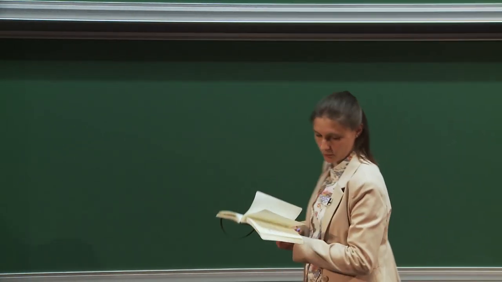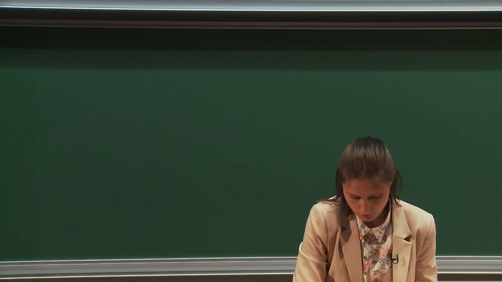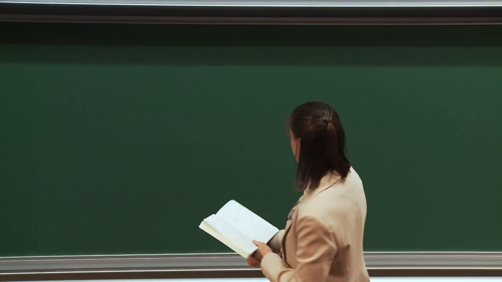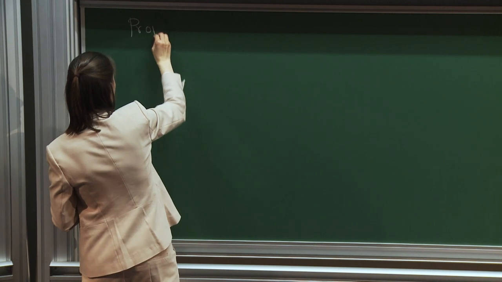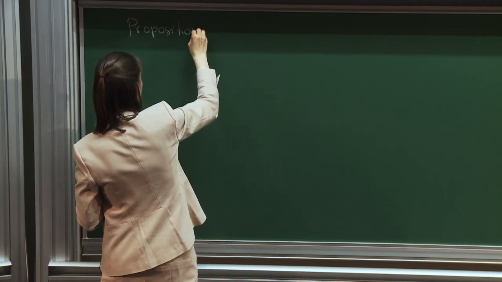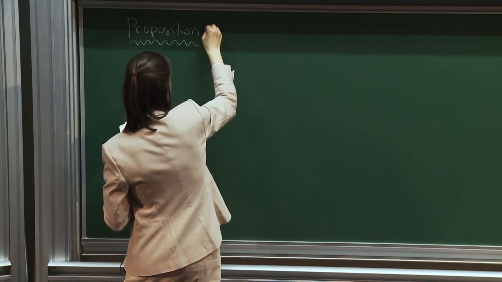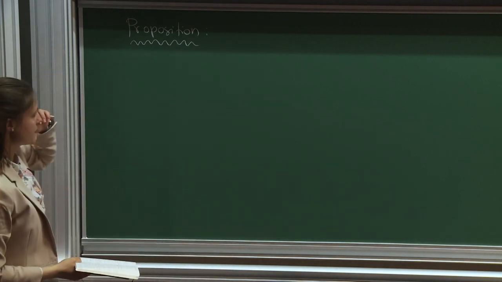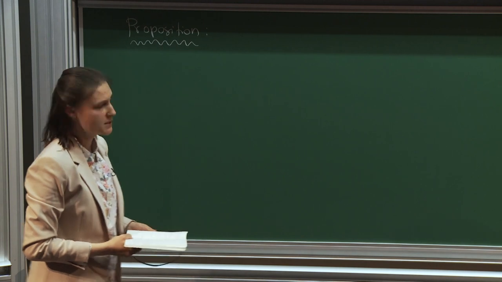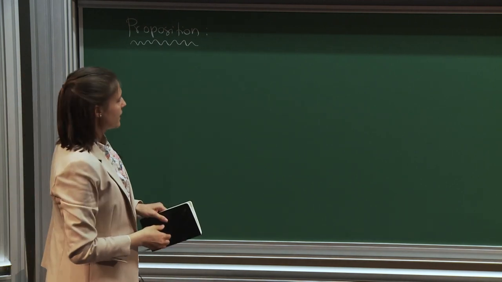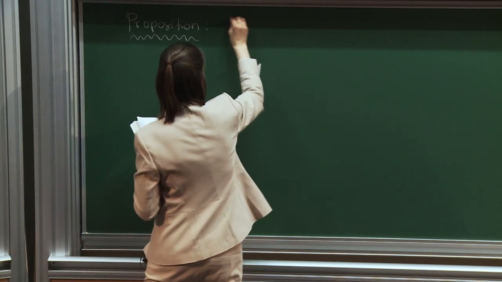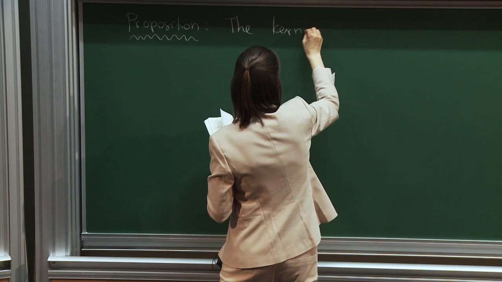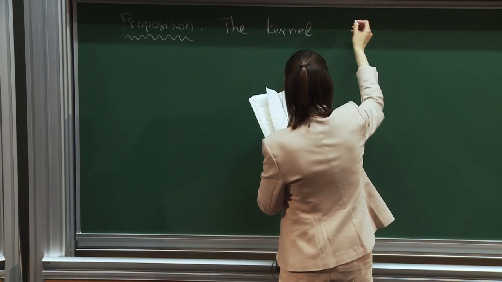And so now, what is our strategy to proceed? Maybe I will say a few more words about the kernel. It's a proposition: the kernel K with all these properties, and with growth conditions properly specified as we did in the previous lecture, becomes unique. So the kernel with this property is unique.